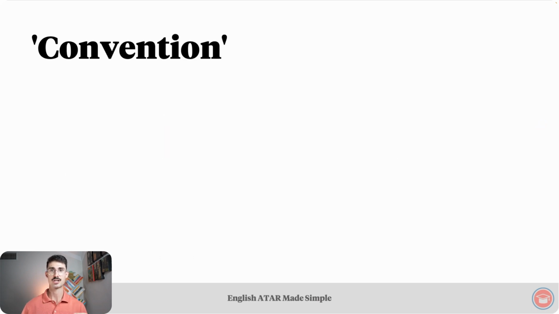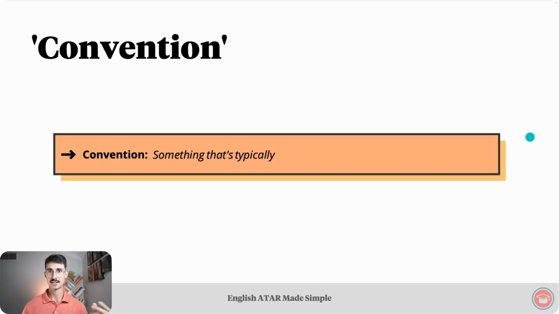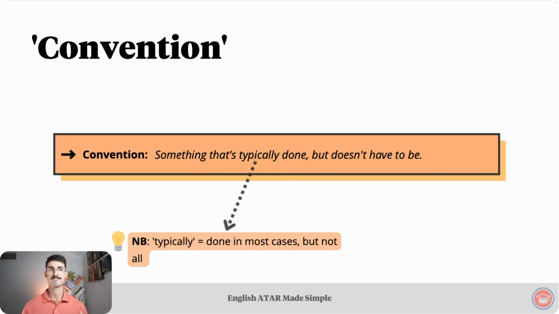What about this next term, convention? We defined this word in the previous lesson as something that is typically done, but doesn't have to be. The most important word in this definition is the word typically. This highlights the fact that whatever is being done doesn't need to be. It's not like there is this rule saying that things must be done.